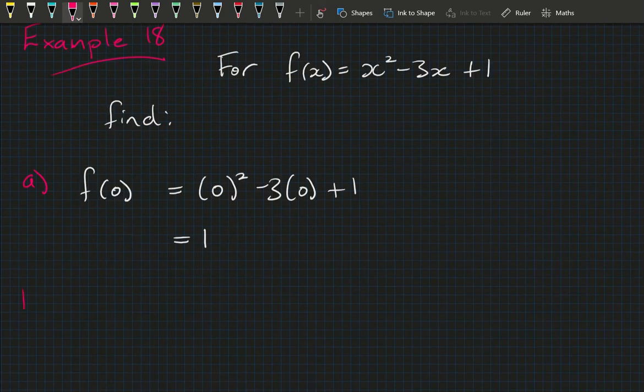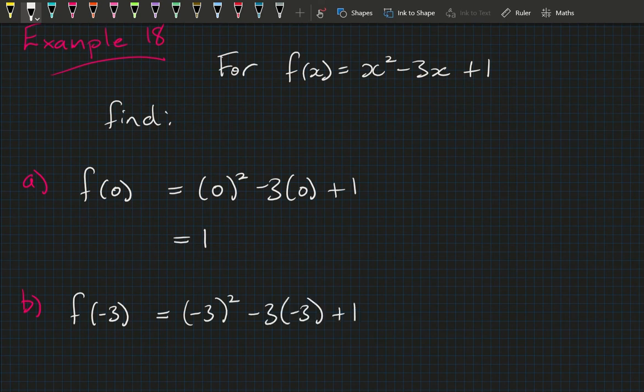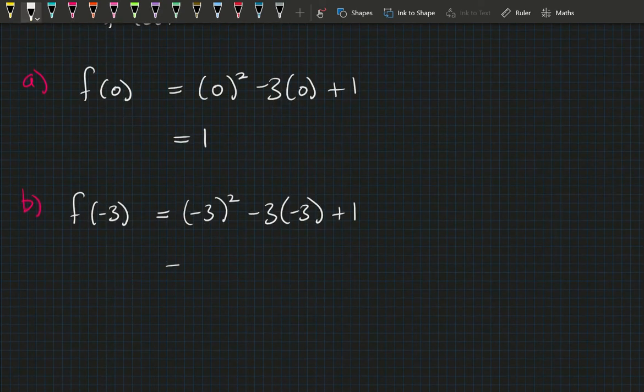Alright, part B, we've got f of minus 3. So that means we have (minus 3) squared minus 3 times (minus 3) plus 1. So (minus 3) squared is 9, minus 3 times minus 3 is plus 9, plus 1 is equal to 19.